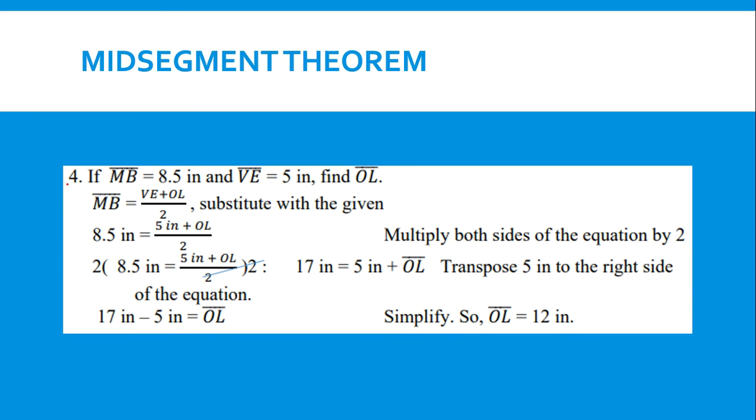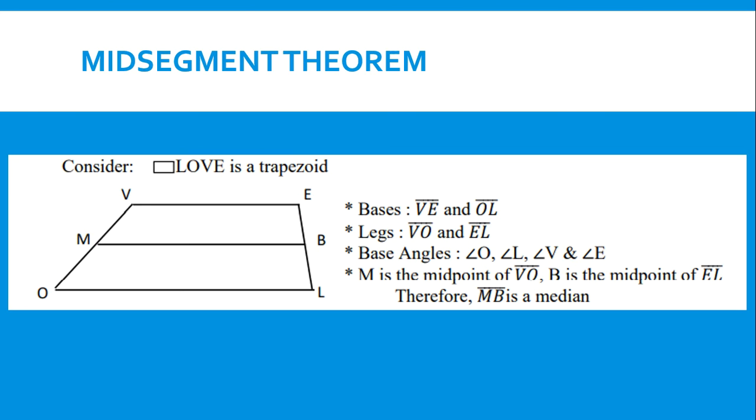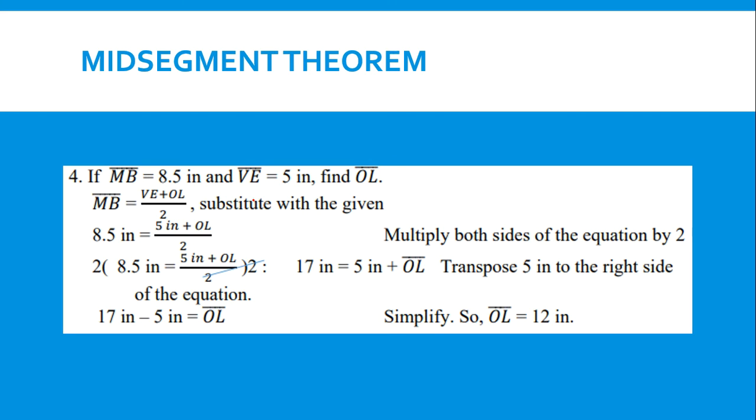Okay, so the last one, number 4. If MB equals 8.5 inches and VE equals 5 inches, find OL. So, we are looking for the other base of the trapezoid. MB is the median, which is 8.5 inches. Then, VE, just to make sure where VE is, VE is the upper base. So, the given upper base is 5 inches. We are looking for the lower base, which is OL.